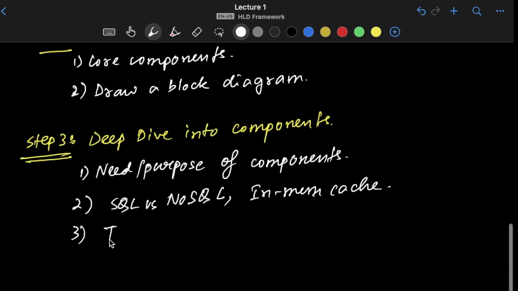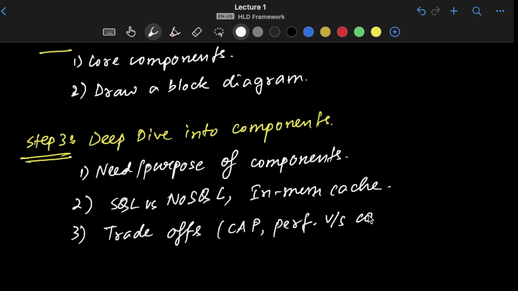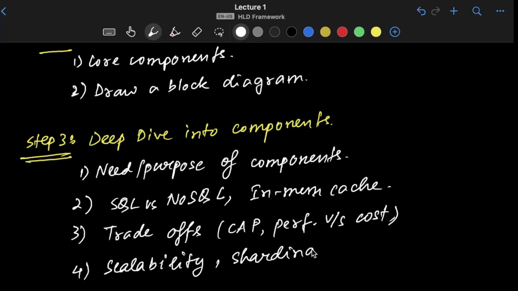Also you can discuss the trade-offs. One of the trade-offs we discuss is the CAP theorem: consistency, availability, partition tolerance. We have performance versus cost. Then we have simplicity, scalability, and all those things. Scalability, the sharding, partitioning of databases and all. How will you partition, what will be your key, and all those things you can discuss in this step.